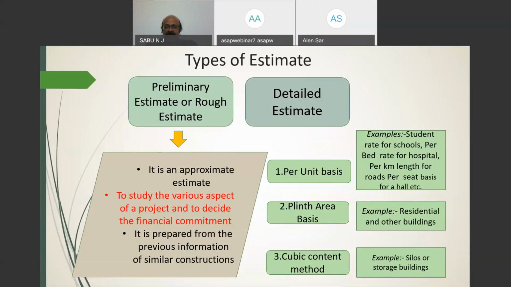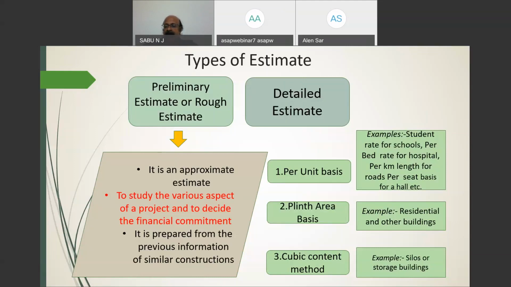Another that is very familiar to you is residential construction. People frequently ask engineers how much the cost will be for their residential project. Normally that is expressed in simple words on a per square feet basis or square meter basis. So for residential and other buildings, it is the plinth area basis.